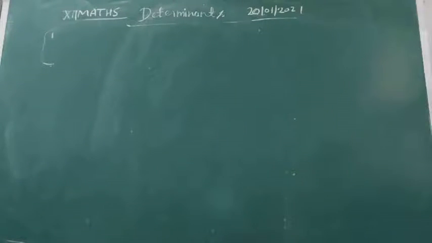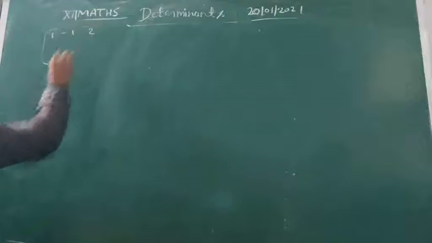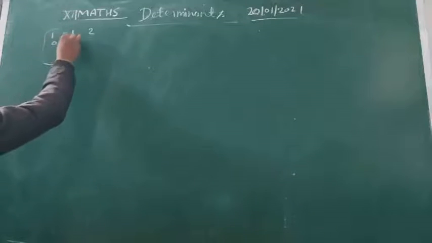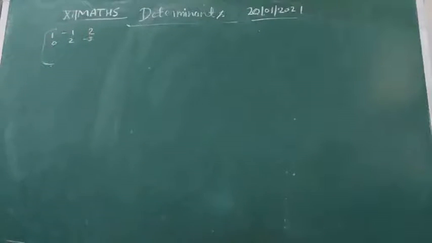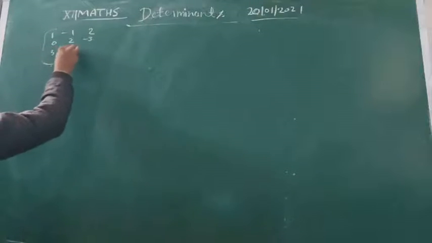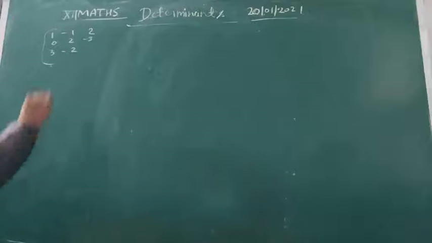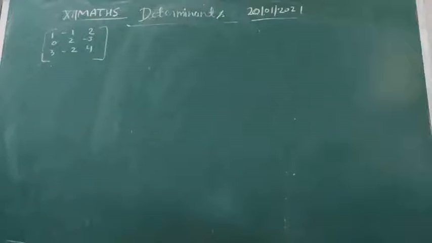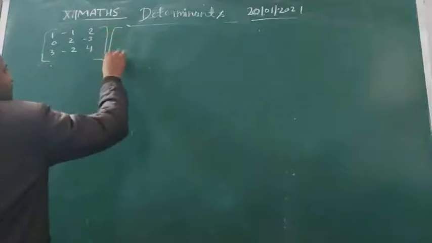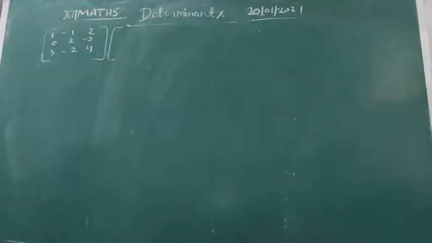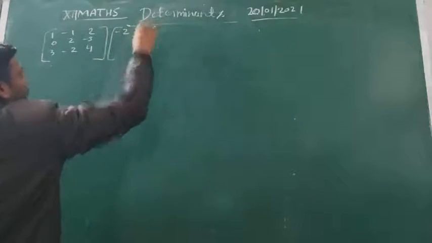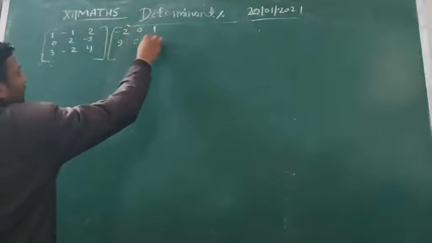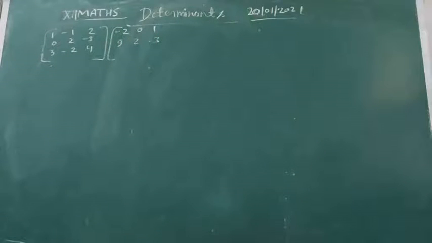1 minus 1 2, 0 2 minus 3, 3 minus 2 4. And this is minus 2 0 1, 9 2 minus 3, and 6 1 minus 2.